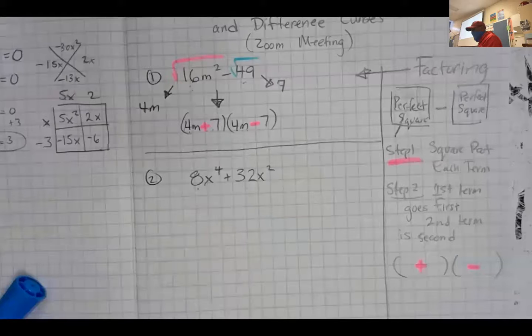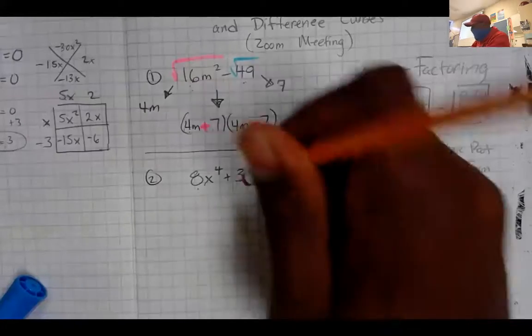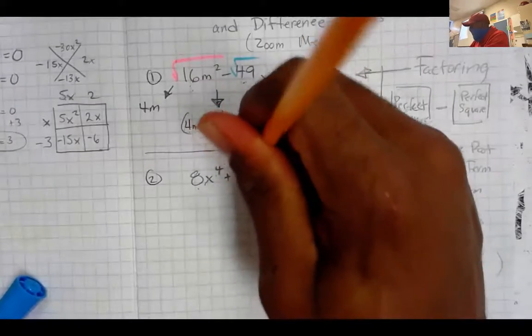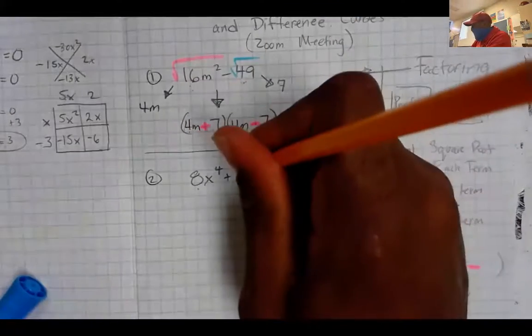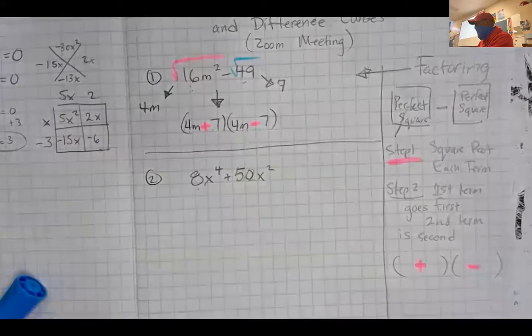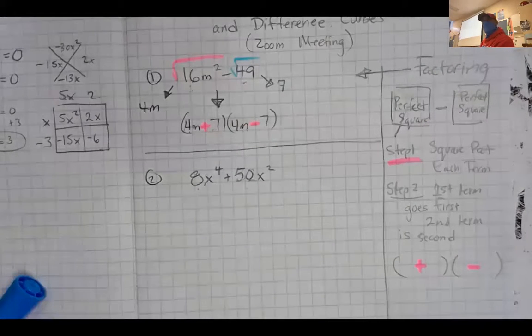Actually, I don't want it. Divide by 2. Hang on. Sorry, guys. I don't want it to be that. Okay, change this number to, let's say, 50 instead. So instead of 32, let's put 50.